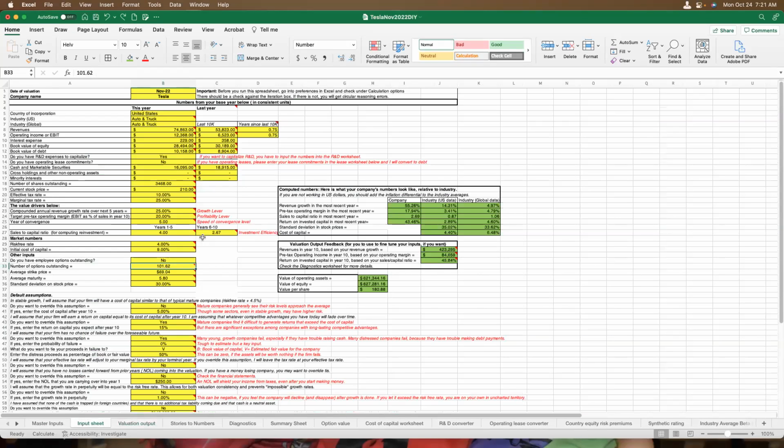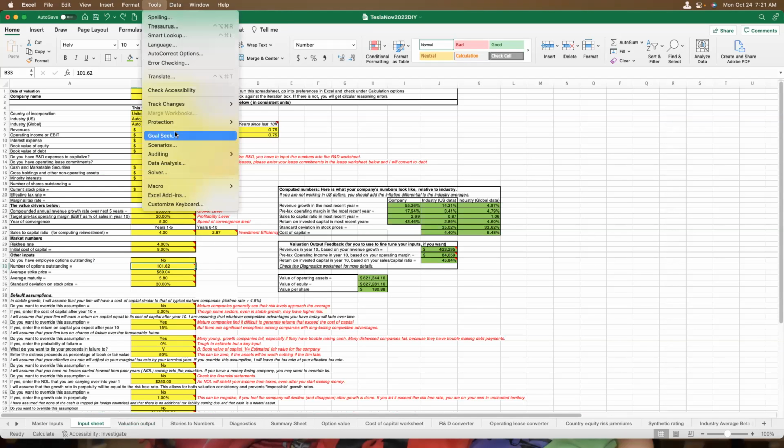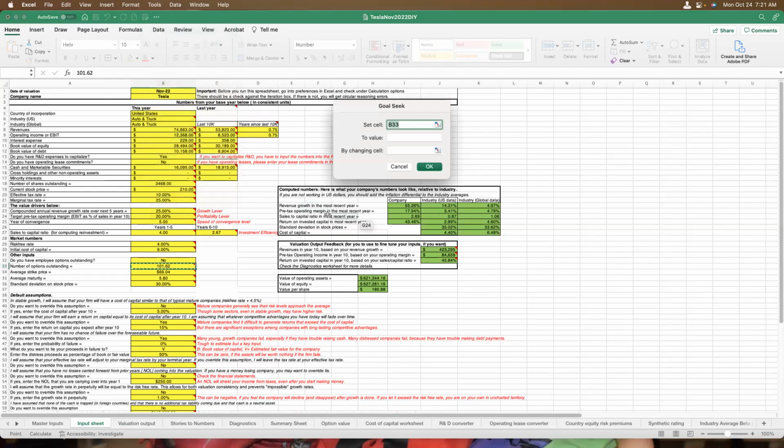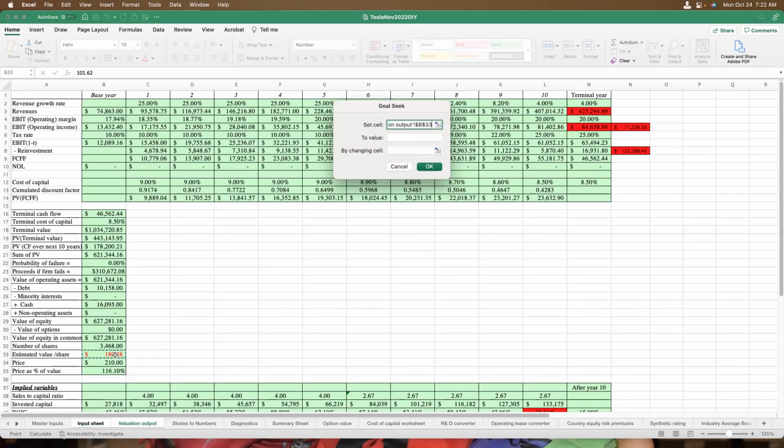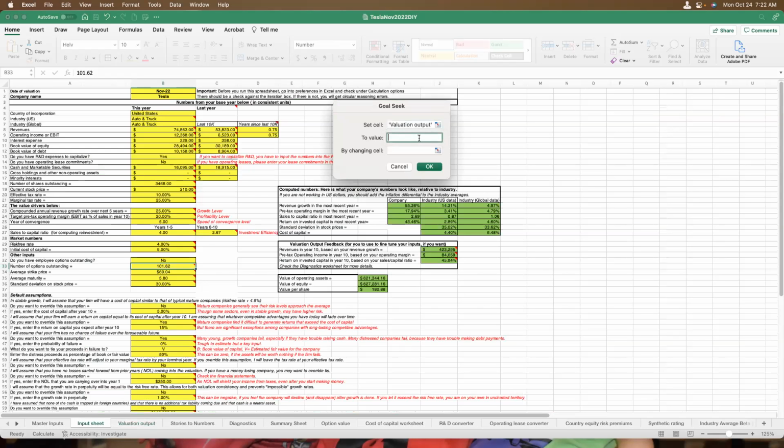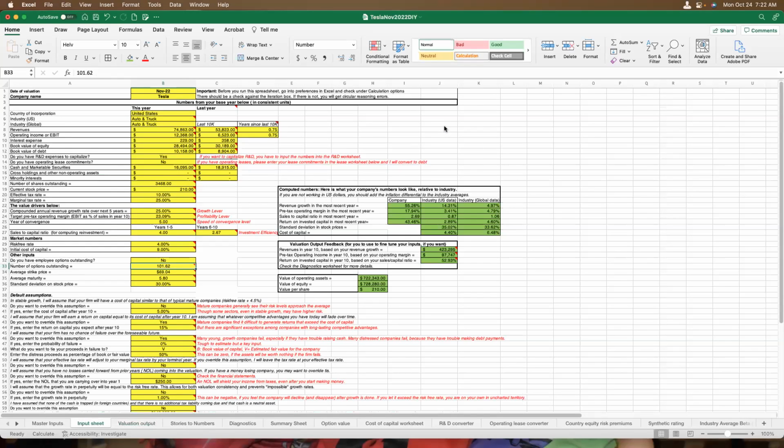Let's try this now. Use GoldSeek by changing cell. Okay, this one works. So I'll have to work out what's happening with revenue growth.